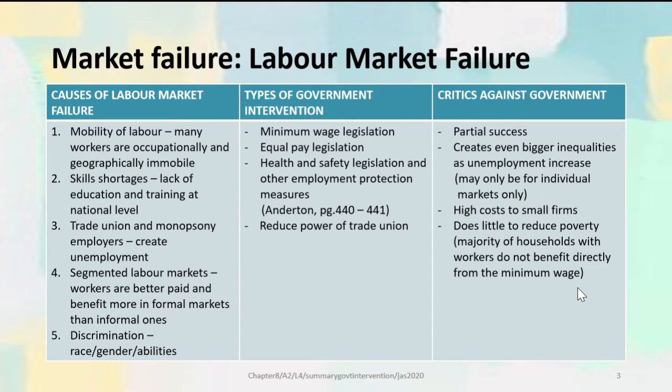So if you were to write an essay on this, you have to highlight the evaluation of the government part every time. Okay. All right.